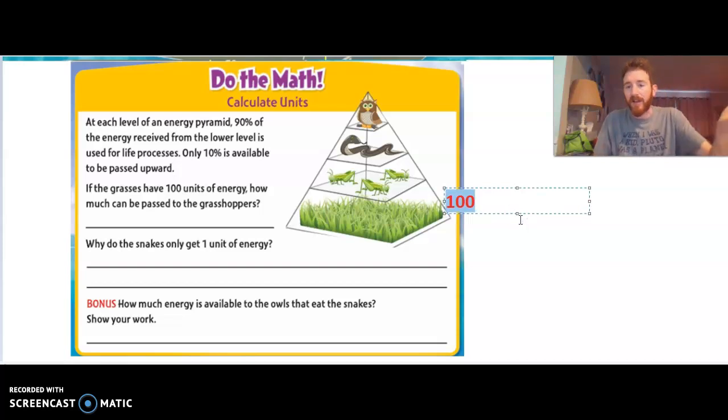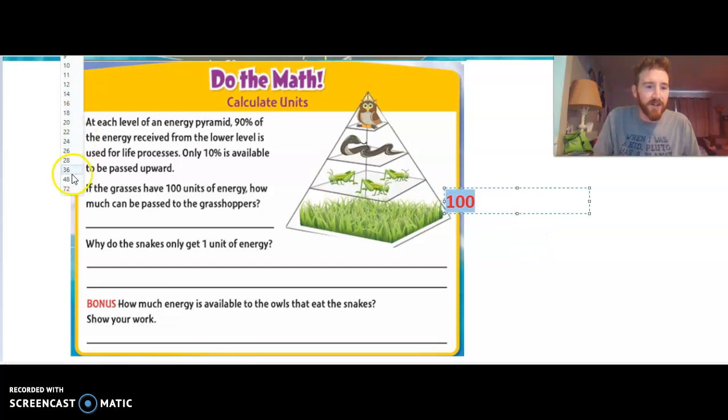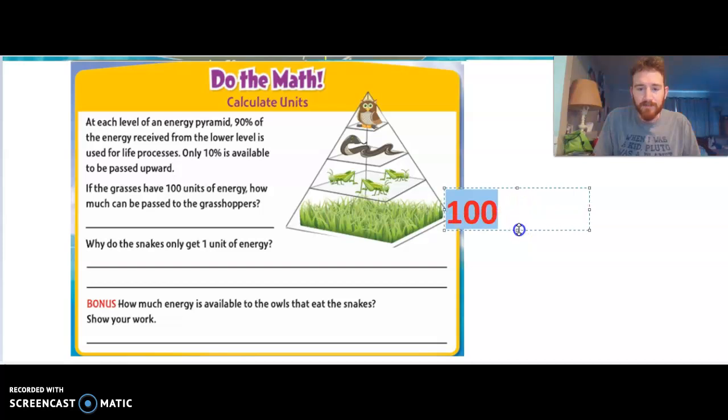Now we'll talk about calories. When we eat food, we measure how much energy there is based on calories, and that's what we're talking about here. But let's just call it an easy number like 100 calories for the grass plants. Now we need to figure out how much would get passed up to the grasshoppers. So the grasshoppers eat that food, but then some of it gets stored on their bodies and most of it gets used up.